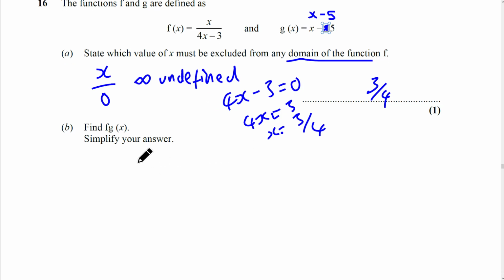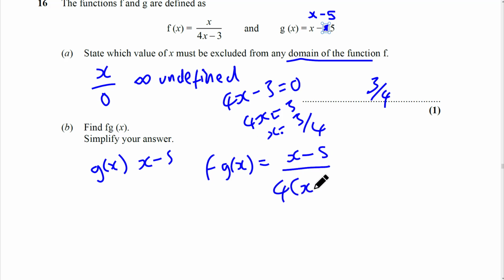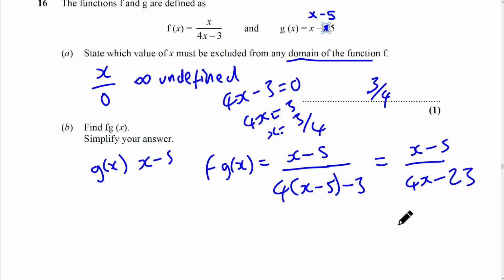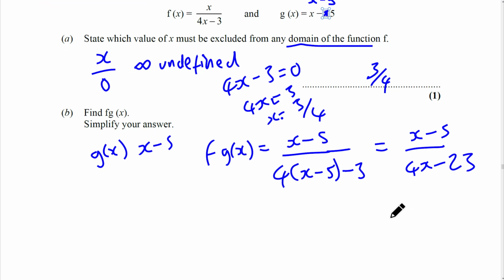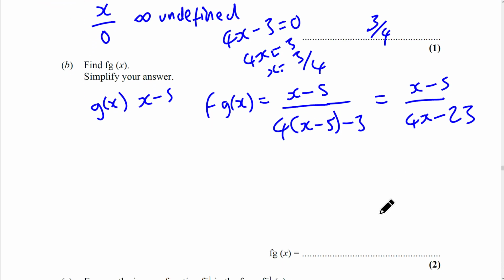Find fg of x. So we've got x minus 5 is g of x. We swap that into f of x, so fg of x equals x minus 5, that gets swapped for the x, and x minus 5 gets swapped for the x next to the 4, put that in a bracket, minus 3, so that's going to equal expanded x minus 5, that's 4x. You're going to get a minus 20 here, minus 3, minus 23. Simplify your answer. I think that is simplified because I've expanded out the bracket. So functions is really easy to get good marks on.